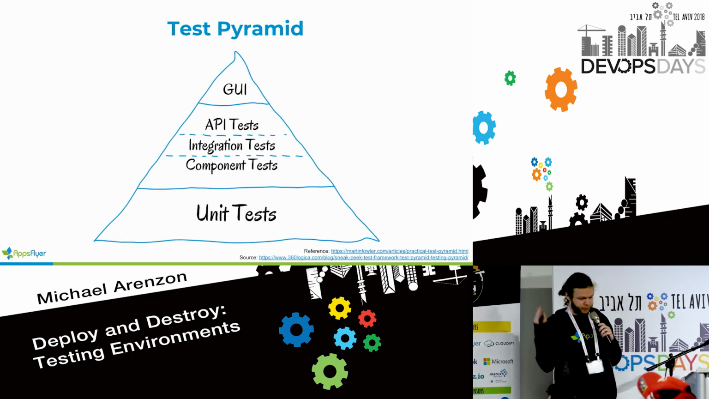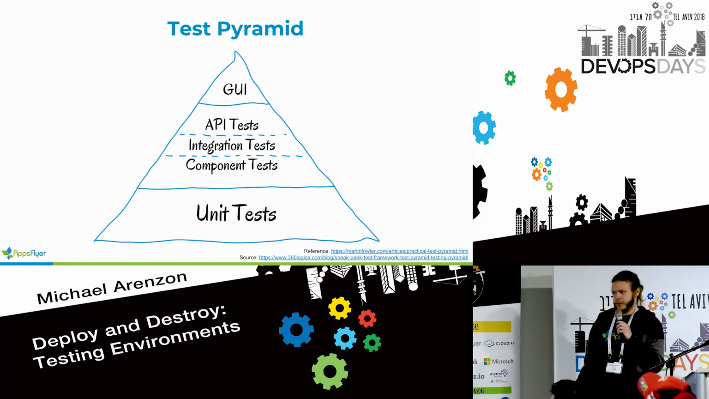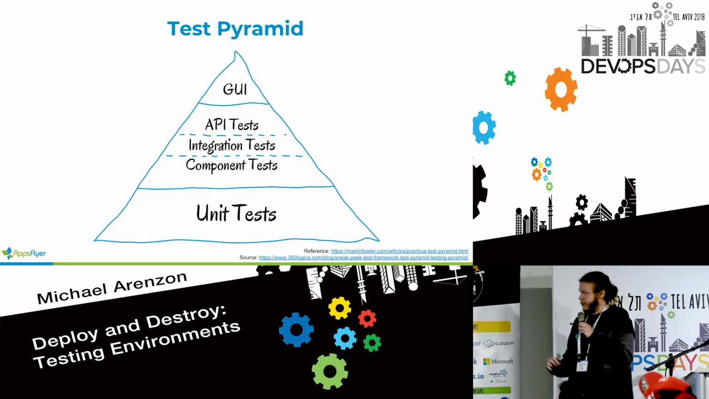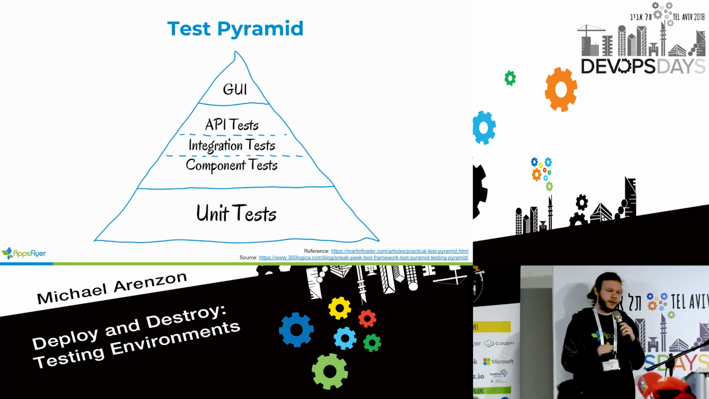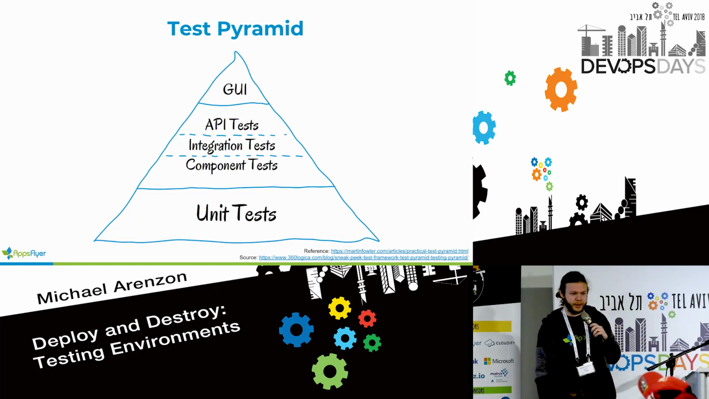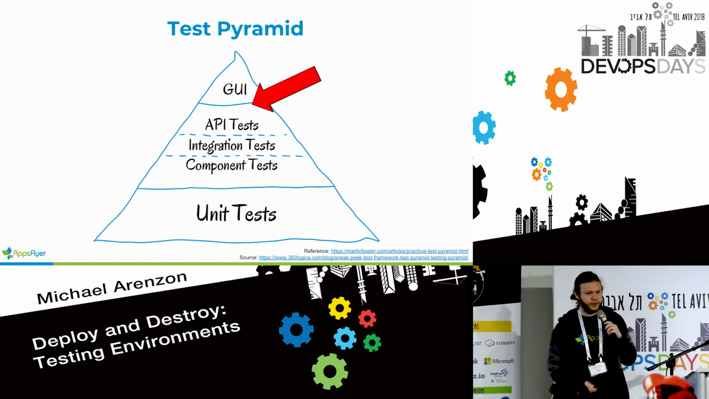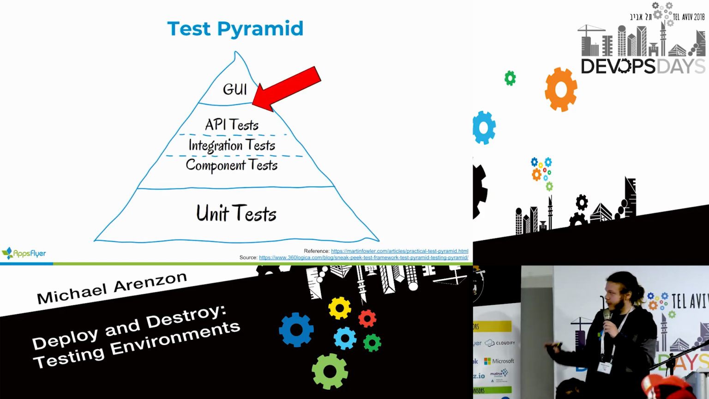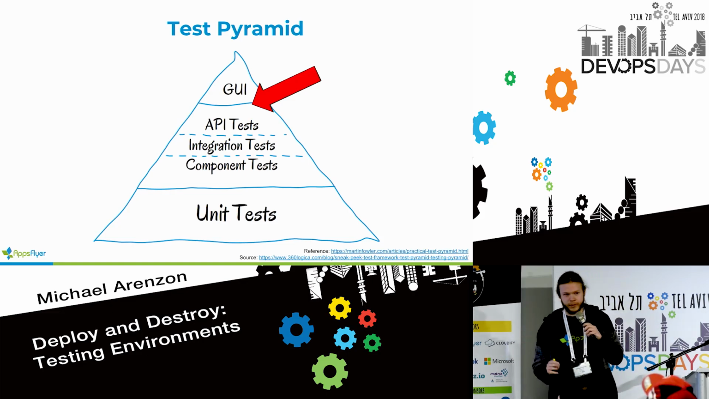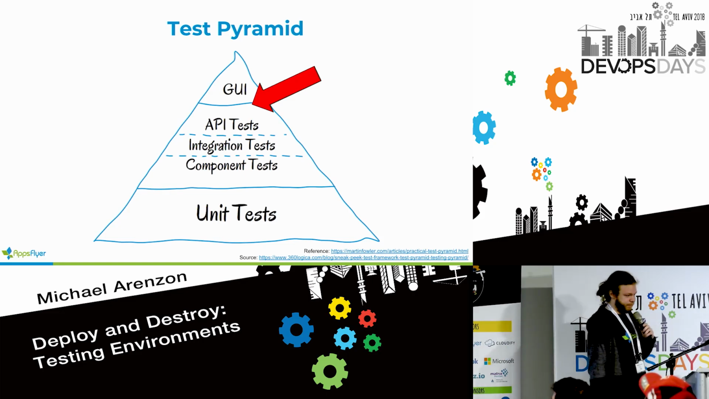So in the spectrum of the test pyramid, which tries to describe a model of cost versus value, unit tests are the cheapest and have the highest value, while GUI tests are harder to implement but also have value. My talk will be around here. We'll try to see how we can leverage integration tests and GUI tests with such a system.